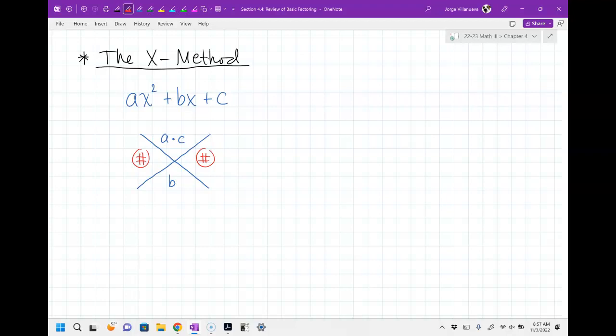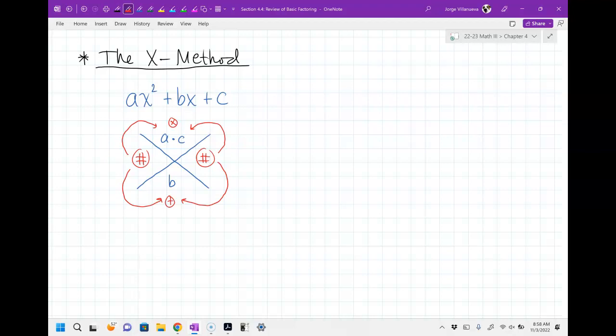These two numbers, whatever your two numbers are, they need to multiply to whatever the top is, and they need to add up to whatever the bottom is. I know, it sounds kind of weird. It's not that bad, but it doesn't look nice. Some people call this the butterfly method because that's kind of what it looks like, but it's just an x.